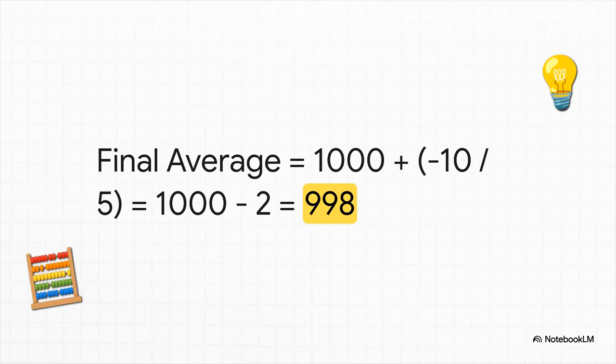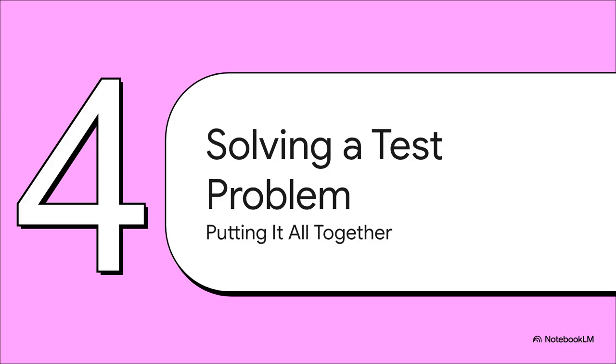So we take that sum, -10, find its average by dividing by the 5 numbers, which gives us -2. And then we just use that to fix our initial guess. 1,000 plus -2 gives us the real average, 998. And we got there without adding a single 4-digit number. Brilliant. All right, theory is great, but let's put these shortcuts to the test.